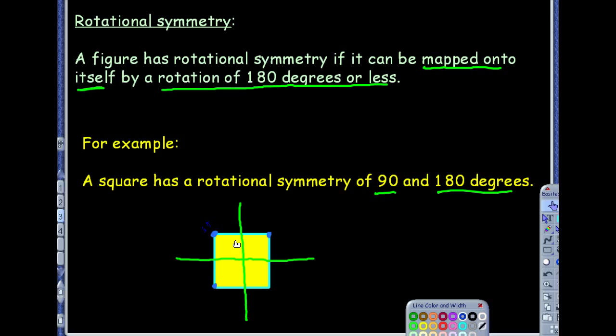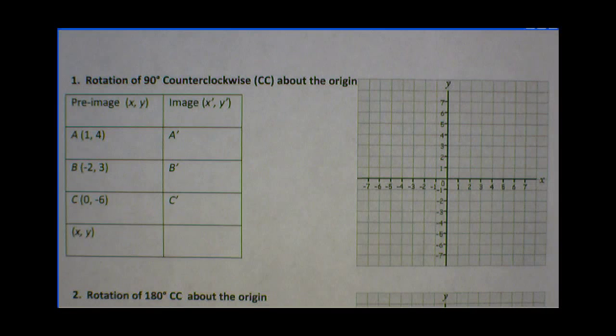And every figure would map onto itself at 360, so that does not mean it has rotational symmetry. Basically, between 181 degrees and 359 degrees, there's always a corresponding degree between that is 180 degrees or less. So that's why you have to have that kind of restriction. Okay. So now we're going to go ahead and actually perform some rotations.